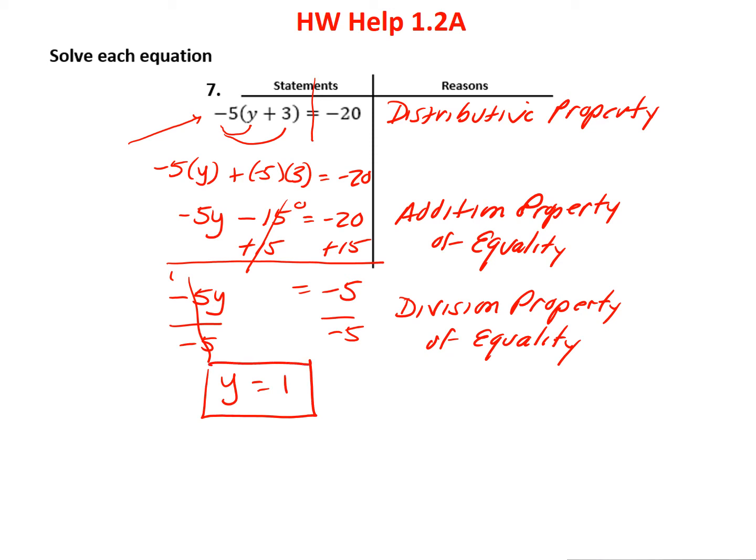You may want to check this out because of the negatives. The most common mistake students make is dropping negatives and making mistakes. So let's try it out. Let's look at the left side and see what we got. We have minus 5, and we put in 1 for y plus 3. Well, 1 plus 3 is 4, so minus 5 times 4 is going to be negative 20, and that's what that was. So we do have the correct answer.